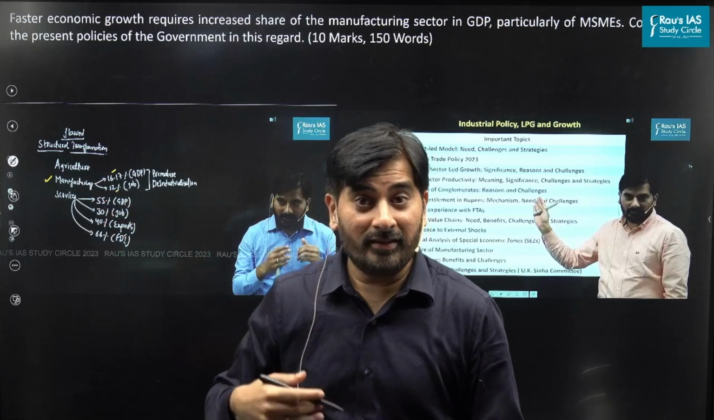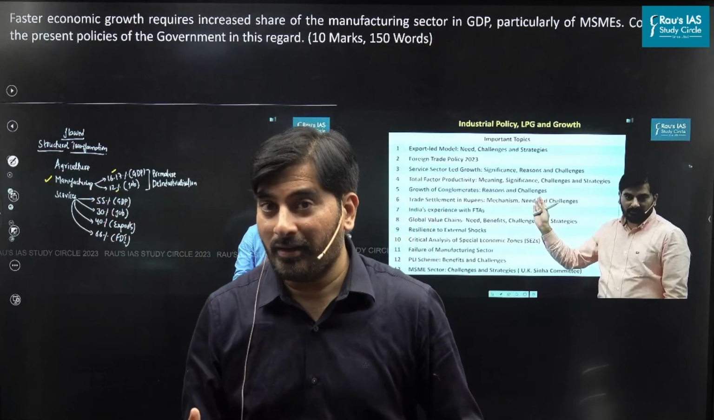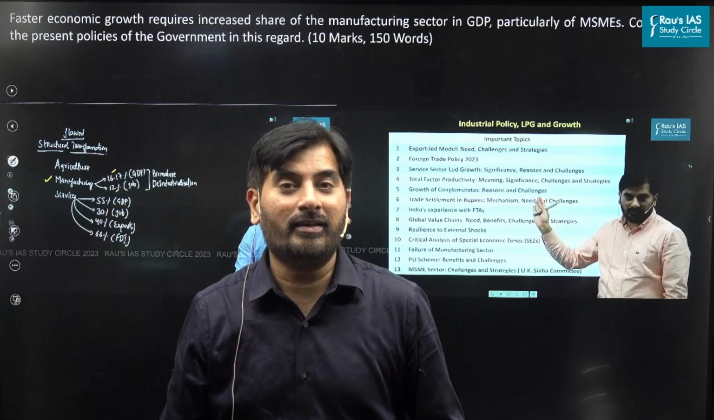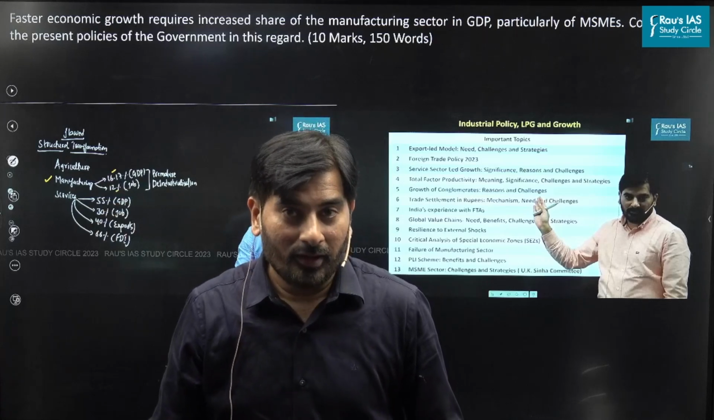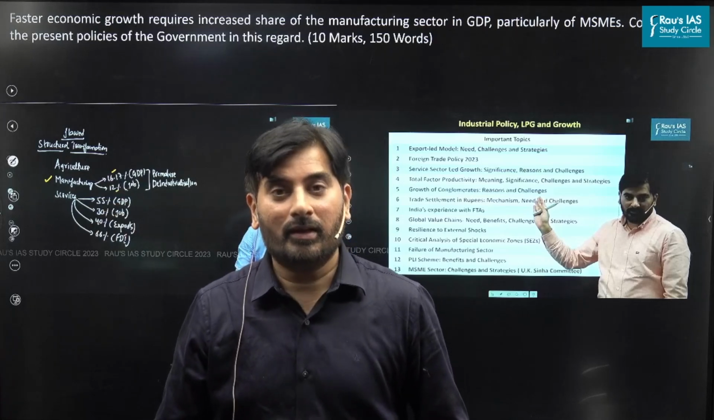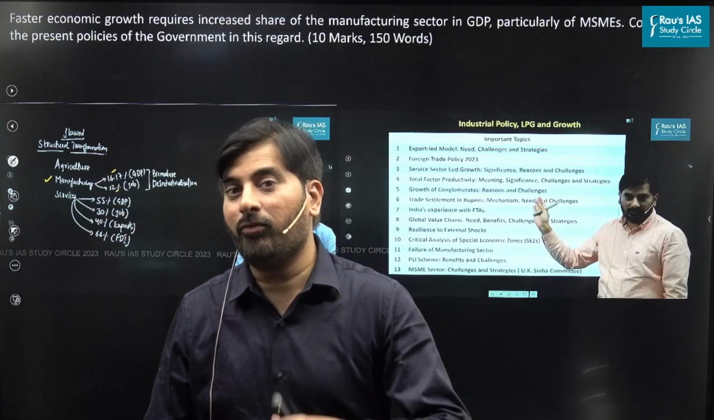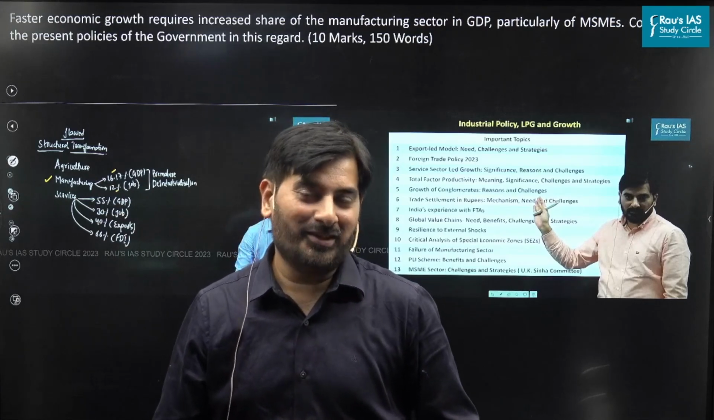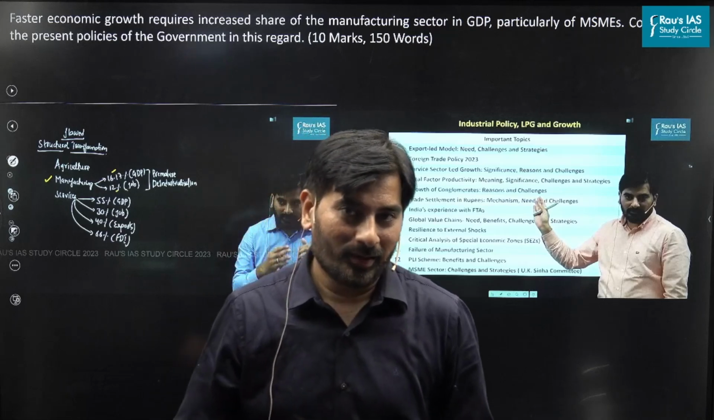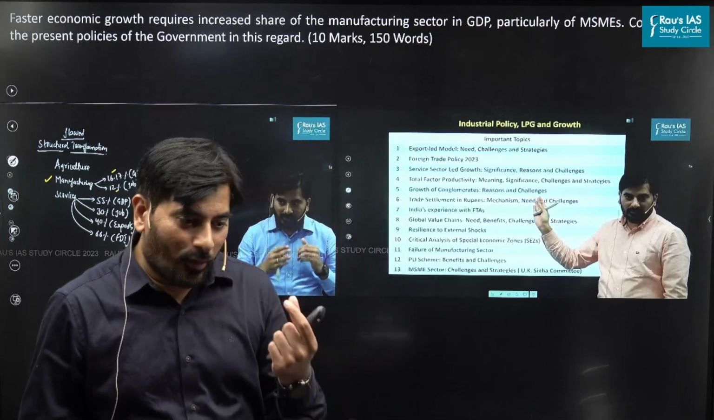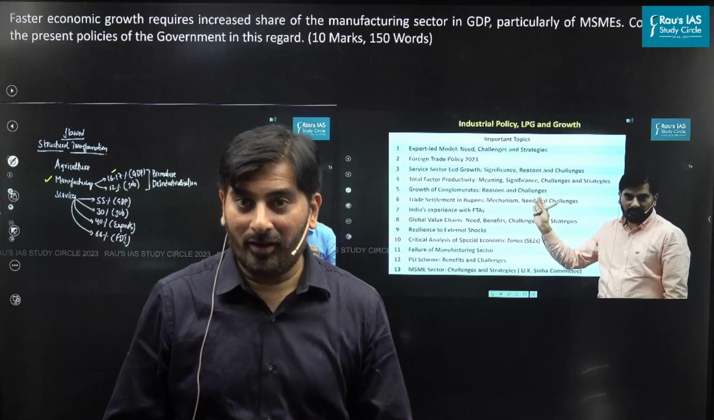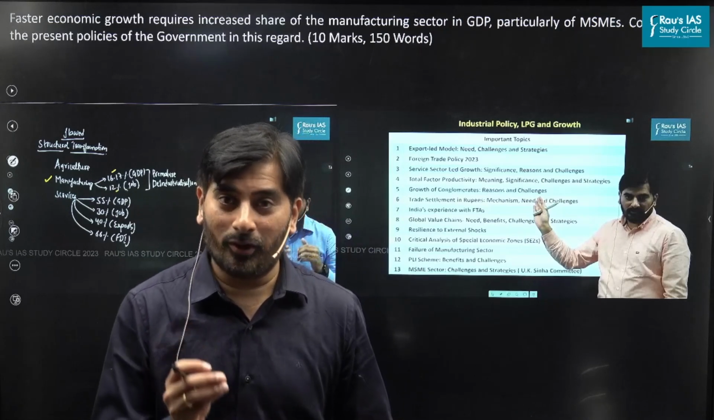So when we are saying stagnation, stagnation since when? Stagnation since the 1991 reforms. So accordingly, the government has come up with a number of policies to increase the share of manufacturing sector. For example, there is one important policy of the government called the National Manufacturing Policy.